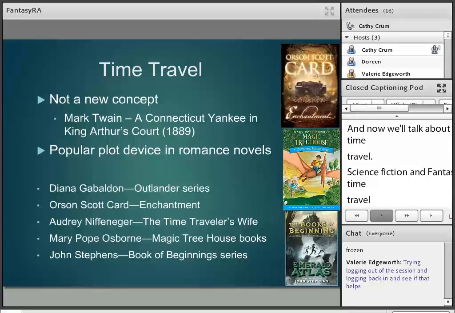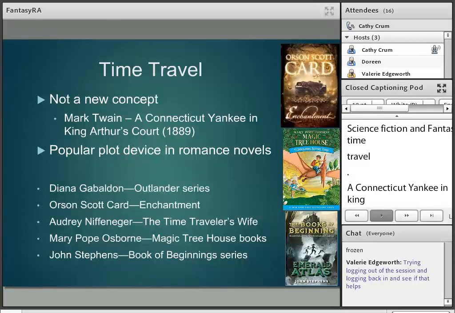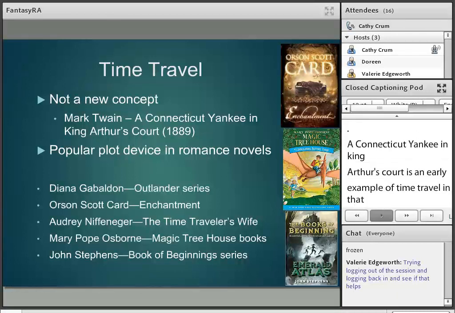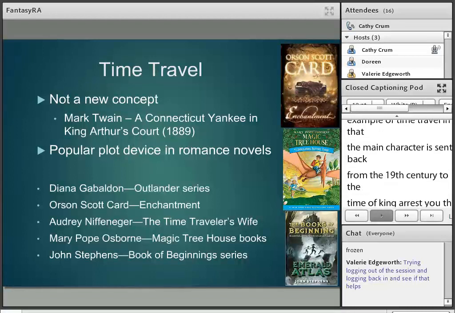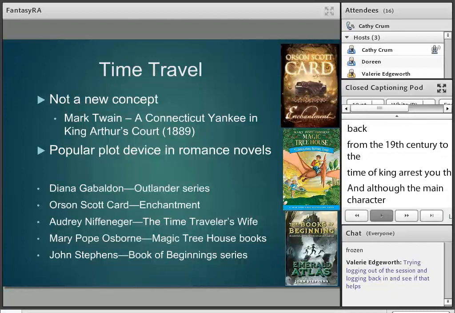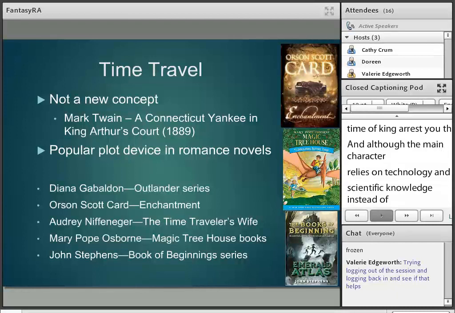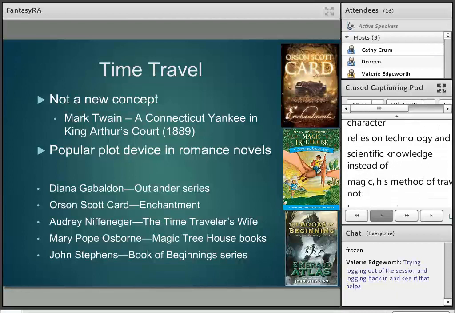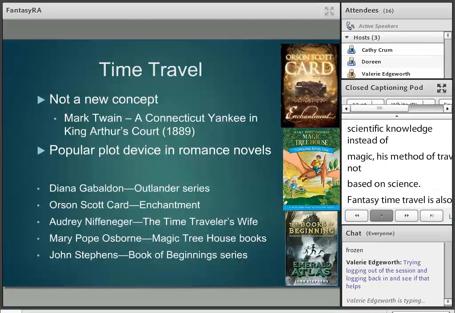Fantasy time travel is not a new concept. A Connecticut Yankee in King Arthur's Court is an early example of fantasy time travel, in that the main character is inexplicably sent back from the 19th century to the time of King Arthur. Although the main character relies on technology and scientific knowledge instead of magic, his method of travel is not based on science. Fantasy time travel is also a popular plot device in numerous romance novels.